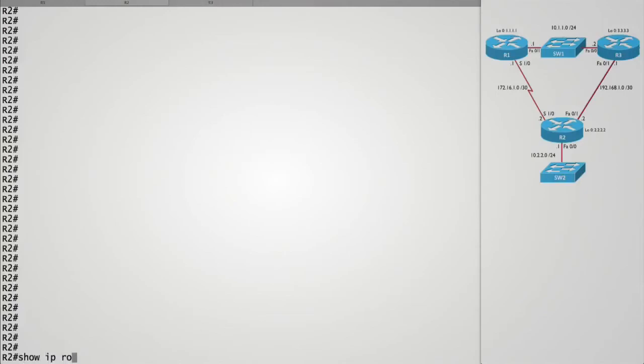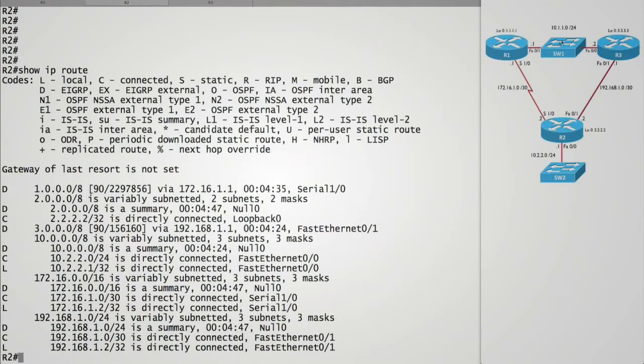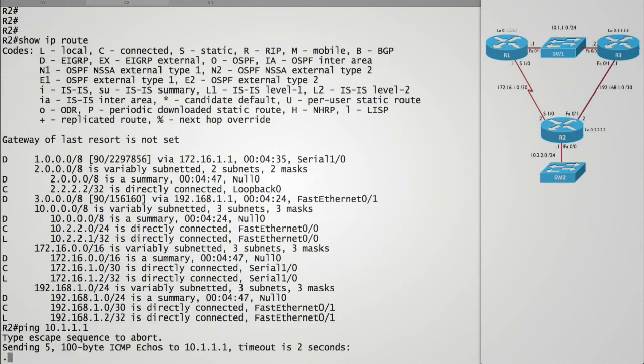Let's do a show ip route. And you'll notice that we do not know about the 10.1.1.0/24 network. We know about the IP address assigned to FastEthernet 0/0. We know about the network connected to FastEthernet 0/0, but we do not have an entry for 10.1.1.0/24. In fact, let's see what happens if I try to ping 10.1.1.1. That's the FastEthernet 0/1 interface on R1. It looks like our ping is failing. It's timing out. And that's because we don't know how to get there.